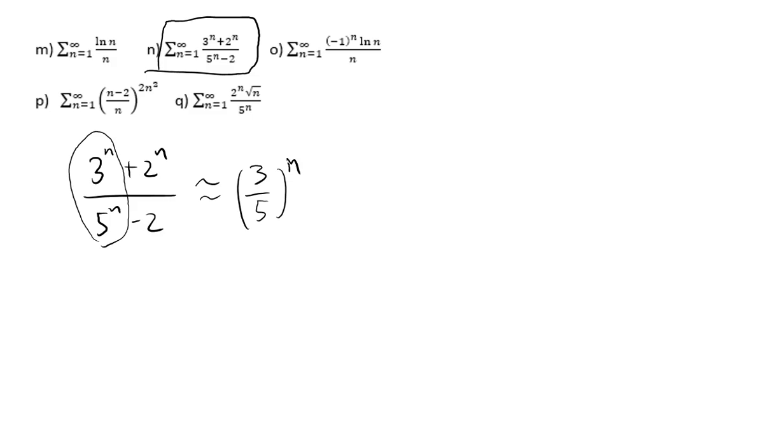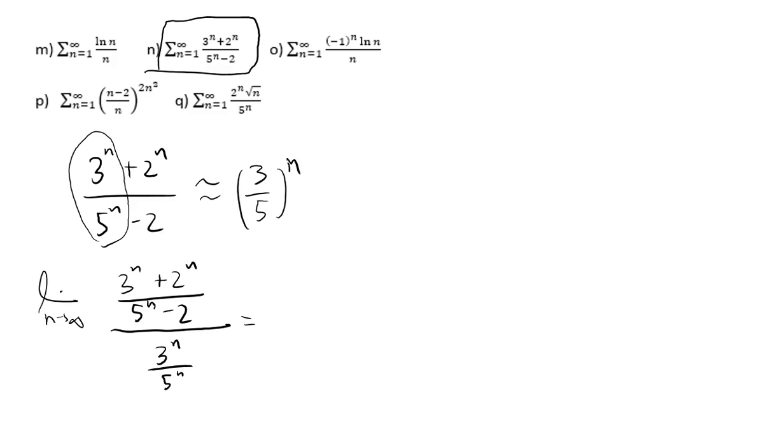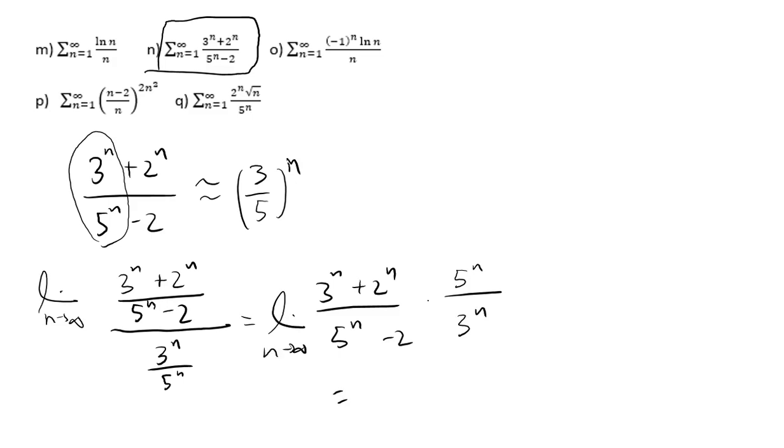So we're going to say limit comparison test, limit as n goes to infinity of our given series divided by this thing that we're comparing with. This is the same as 3 to the n over 5 to the n. If you flip this over, that's the same as 3 to the n plus 2 to the n over 5 to the n minus 2, and you're multiplying it by 5 to the n over 3 to the n, limit n going to infinity. And then if you divide this by this, you get 1 plus 2 over 3 to the n.